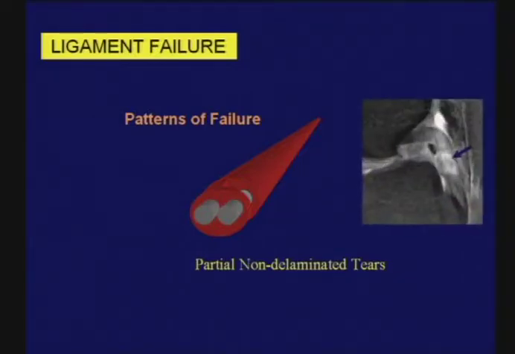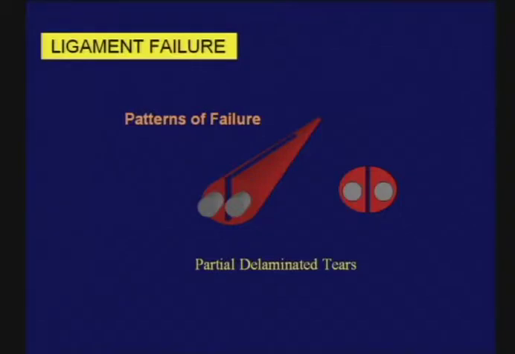The example I show you is a partial non-delaminated tear involving the posterior cruciate ligament, high grade, but some ligamentous fibers are intact. The third type of intraligamentous failure would be a partial delaminated tear. These are longitudinally oriented tears within a ligament that extend mainly parallel to the collagen bundles. On provocative testing, ligaments that contain such tears will appear to be stable.